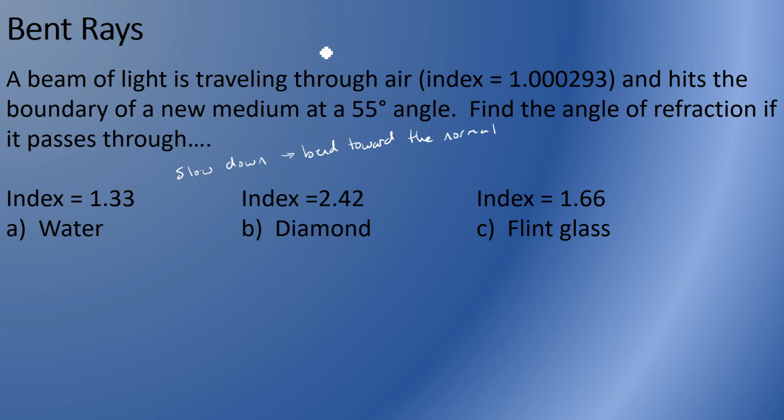Now what that will look like is, say, we have our water. I'll draw it up here, but say this is the surface of our water. Our light comes in. Here's our normal, and this is our angle of incidence. Since we're going from air to water, the light is going to slow down, so it's going to bend towards this line right here. So this is our incident angle, and this is our angle of refraction. Okay, so we're going to use Snell's law.